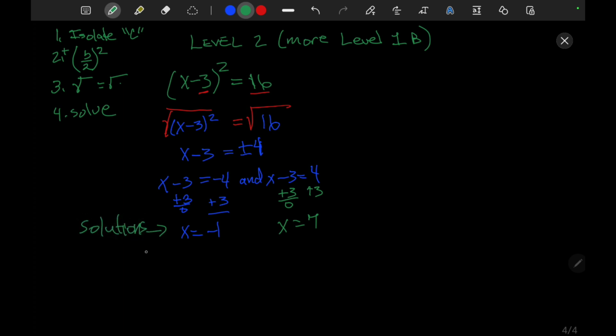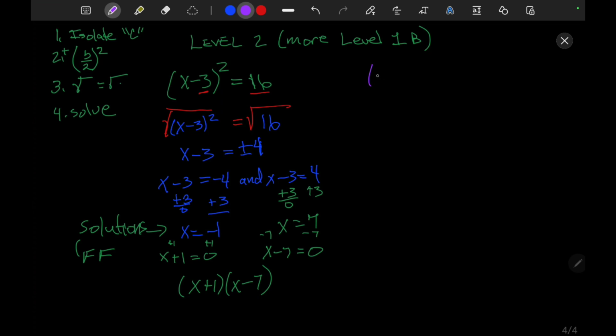Now you should be able to take it to factored form by using your steps. That becomes x plus 1 equals 0, right? Because we added 1 to both sides. And this becomes x minus 7 equals 0 because we subtracted 7 from both sides, right? So factored form would be x plus 1 times x minus 7. That's factored form.